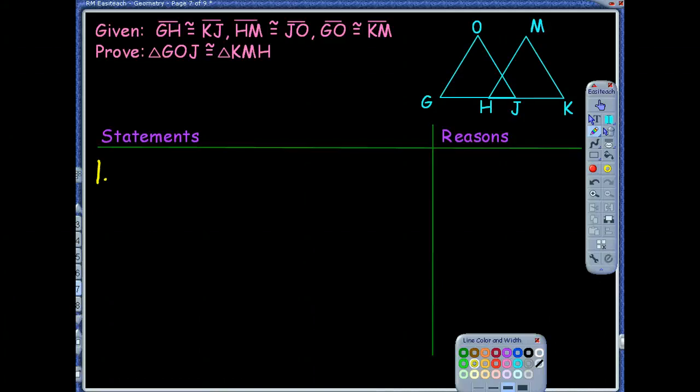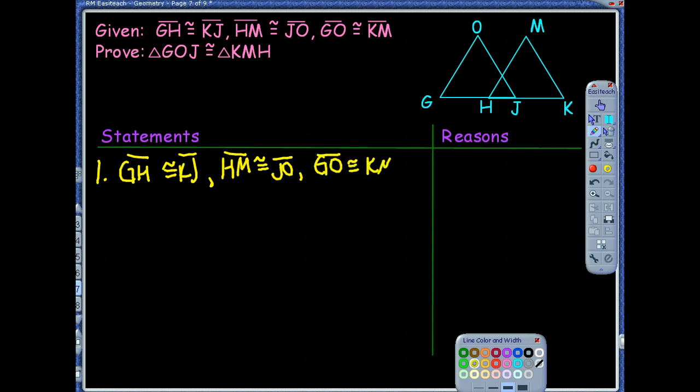Okay, so she's going to write down what we're given, and I'm going to take a look at the picture, and I right away already see something that I'm going to have to worry about. The first part of the given says GH is congruent to segment KJ. The reason why I say that's probably an issue is because GH and KJ, those segments, are not actually sides of the two triangles we're proving congruent. They're parts of the side. So that's going to tell us something. We'll talk about that in just a minute. I also know segment HM, that whole segment, I like how she labeled that, is congruent to segment JO.